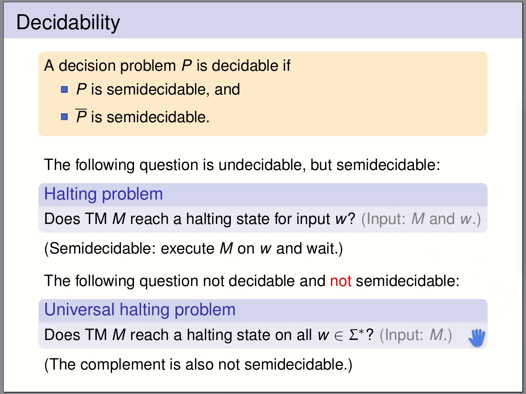The following problem is not even semi-decidable. So it's undecidable and not even semi-decidable. And also the complement of this problem is not semi-decidable. It's called the universal halting problem. So it's also about the halting problem for Turing machines, but not for a single input word, but now for all input words. It asks whether a given Turing machine M will reach eventually a halting state for every input word over the input alphabet sigma. So here the input is just the Turing machine.